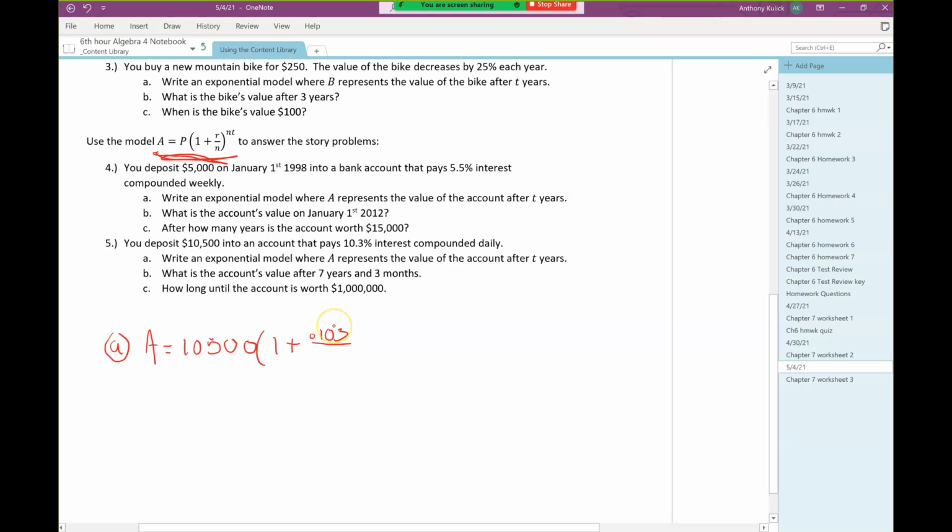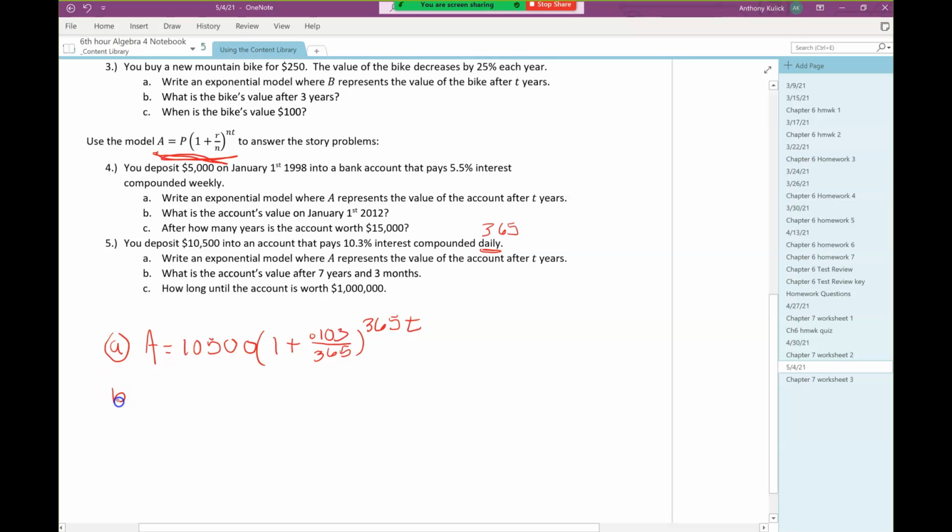R is the interest rate as a decimal, so 0.103. Again, you take a percent and divide it by 100 to convert it to a decimal. Compounded daily, I'm going to just do 365 for days in a year. So there's my model.